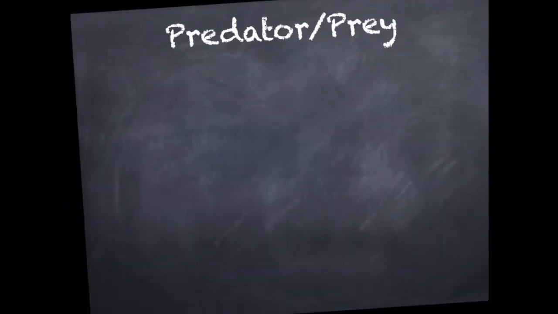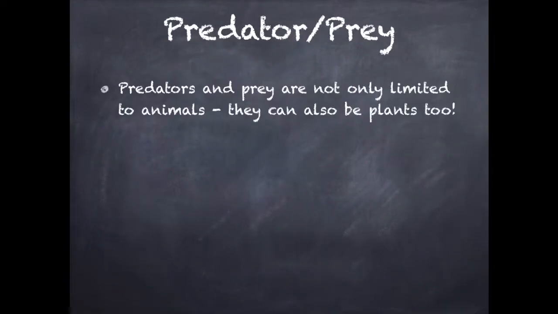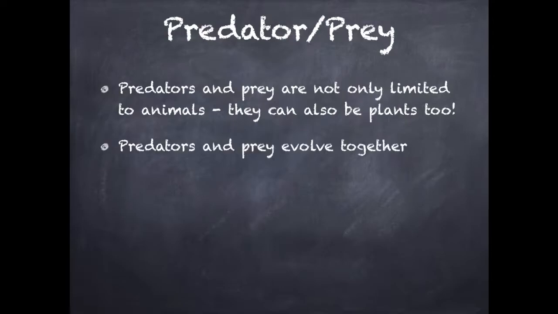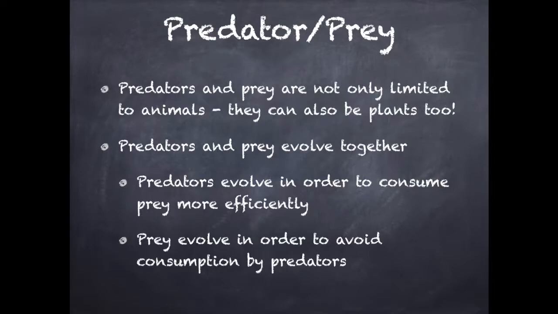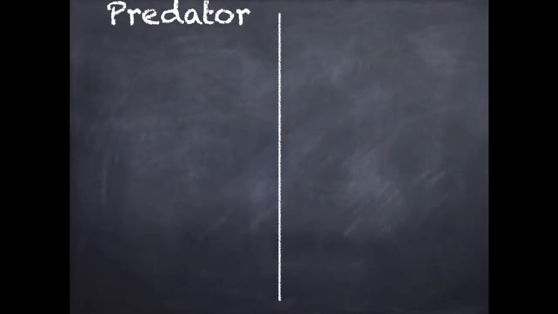Now, there are a few things that we need to know about predator and prey relationships. Predators and prey are not only limited to animals, they can also be plants too. Predators and prey also evolve together. The predators evolve in order to consume prey more efficiently, while the prey evolve in order to avoid consumption by predators. Now, let's look at an example of evolution.